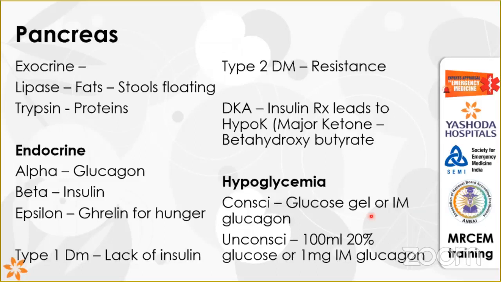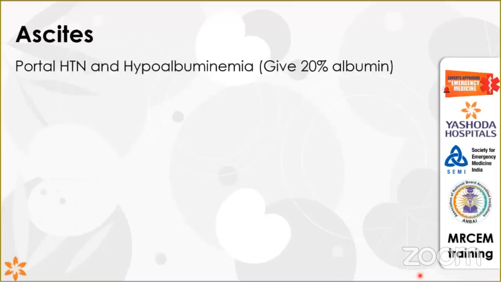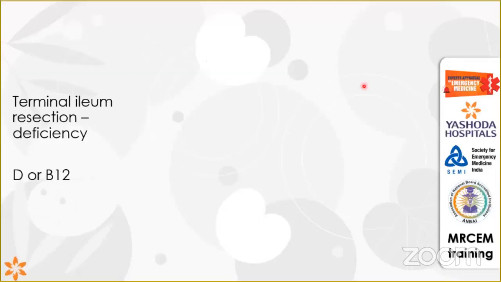Portal hypertension can cause ascites, also hypoalbuminemia. If hypoalbuminemia is causing ascites, give replacement. If there is resection of terminal ileum, that can cause the deficiency of both vitamin D and B12, because ileum is going to take care of B12 and D absorption. The duodenum mostly absorbs calcium and iron, also vitamin A, D, E, K. Water is mainly handled by the colon. What happens in the large intestine is reabsorption of water.